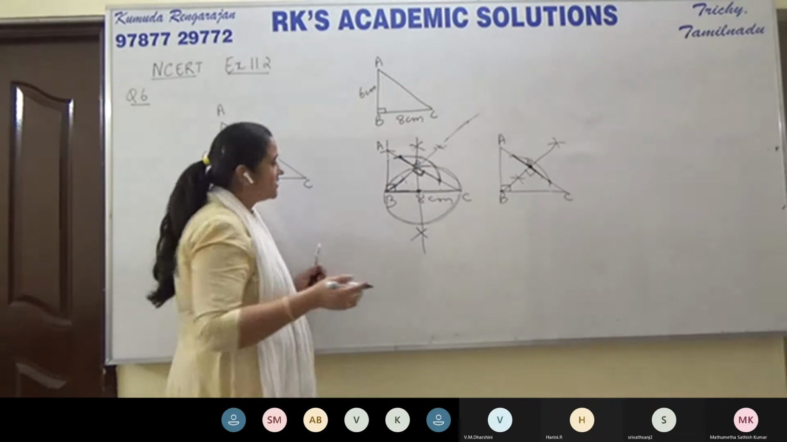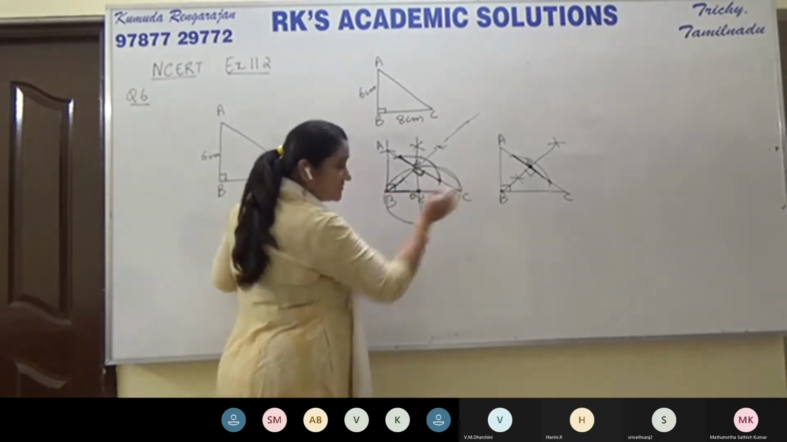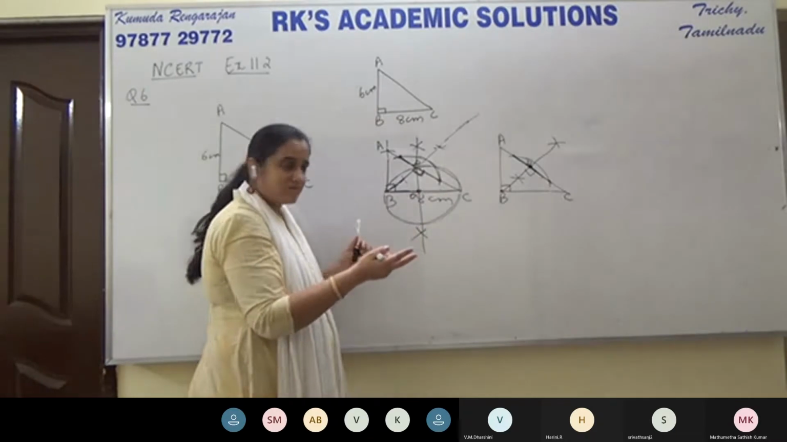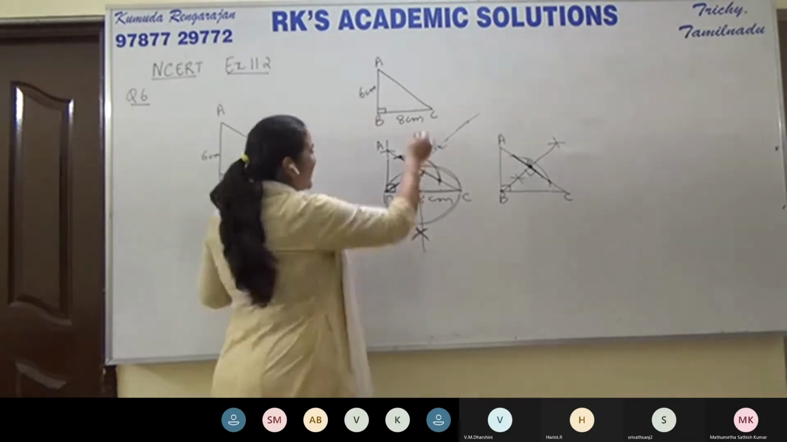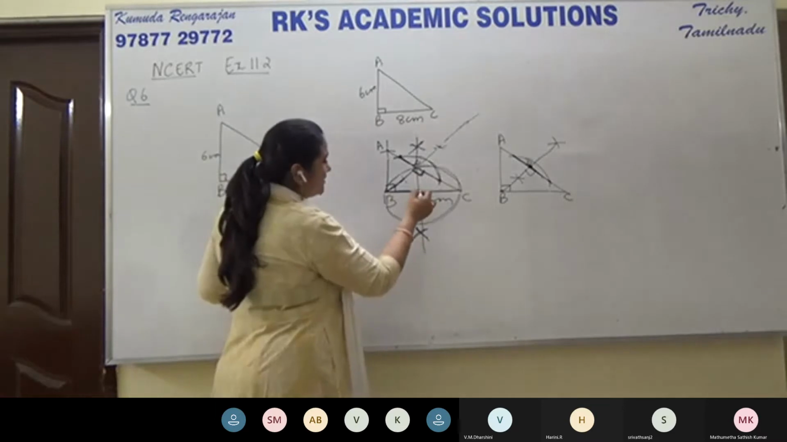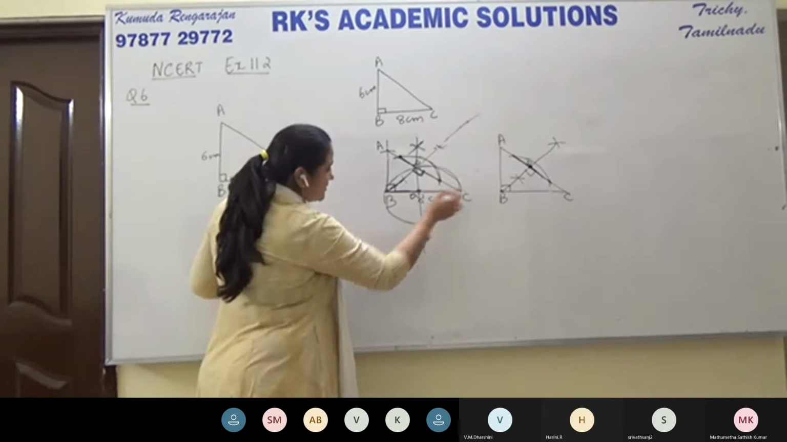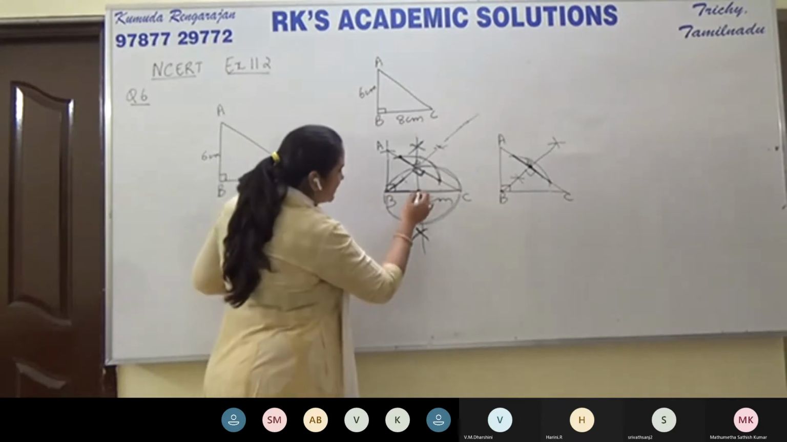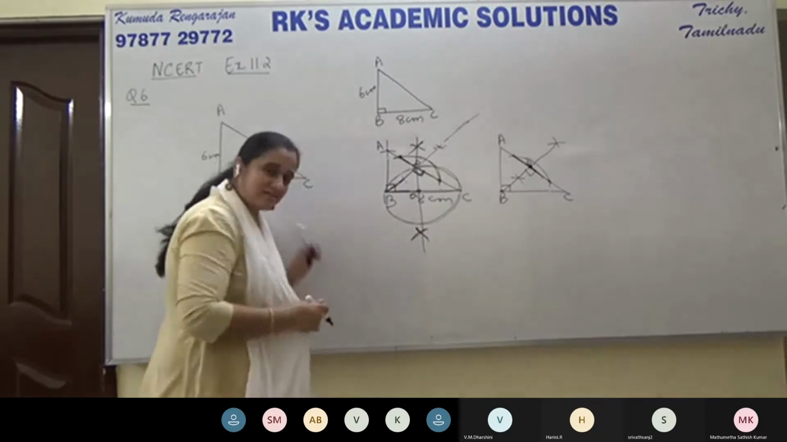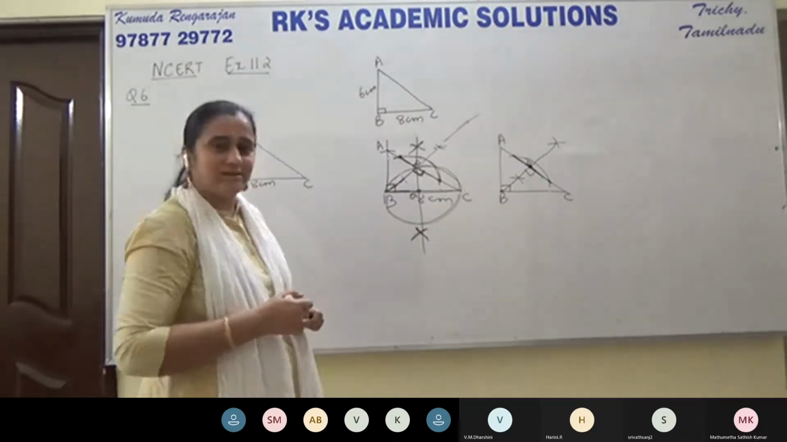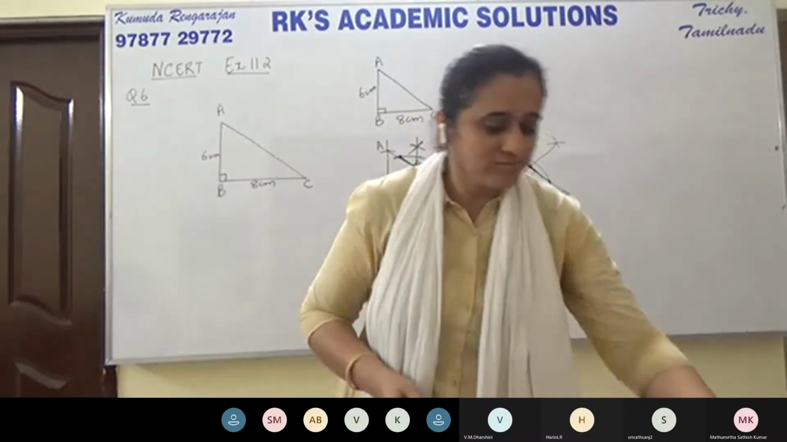You know that. Now, after locating the center, you can call it O. With B and C as centers and sufficient radius, draw arcs and join it. So this will be the center of the circle because this is the midpoint of BC. So this is O. Now with O as center and OC as radius or OB as radius, draw the circle. And that circle will pass through B, C and D.